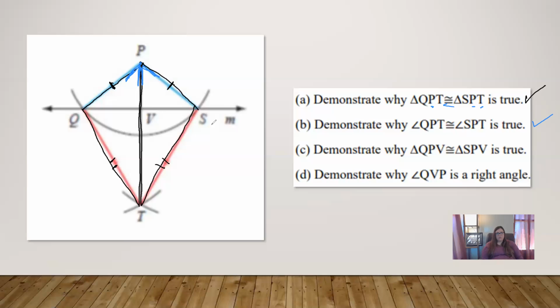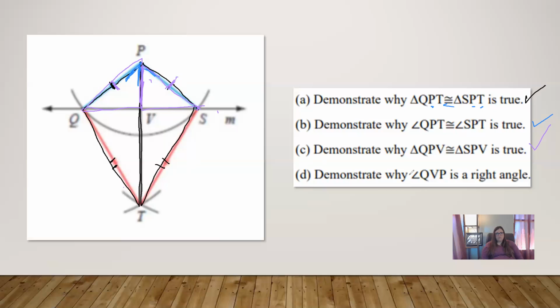What about triangle QPV and SPV? So again, same sides right here. This is the same side, of course. And then these, they both touch vertically on the circle. So yes, they have the same sides and same angles, which make the triangles the same.